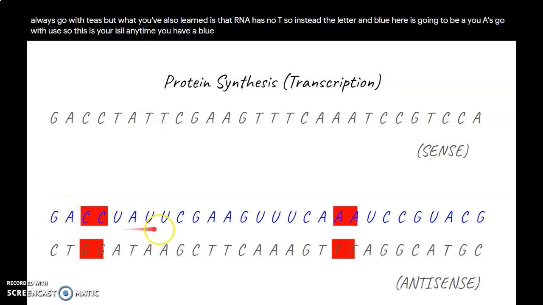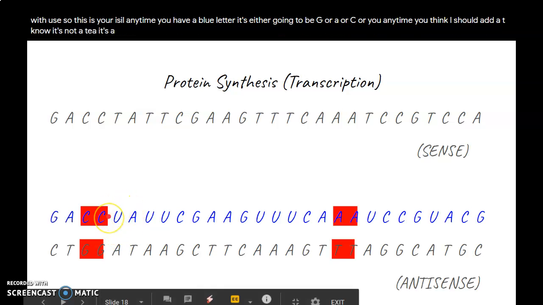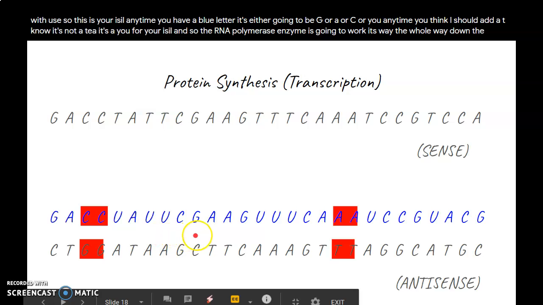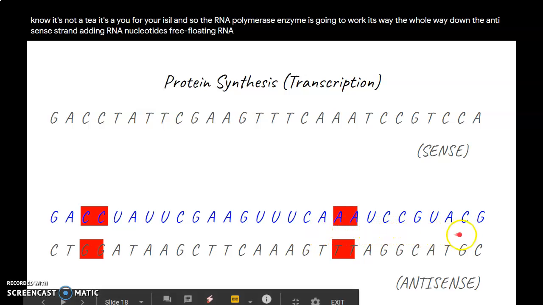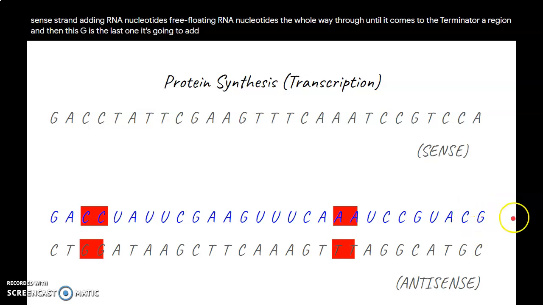Anytime you have a blue letter, it's either going to be G or A or C or U. Anytime you think, oh, I should add a T, no, it's not a T. It's a U for uracil. And so the RNA polymerase enzyme is going to work its way the whole way down the antisense strand, adding free-floating RNA nucleotides the whole way through until it comes to the terminator region. And then this G is the last one it's going to add, and then it is told by the terminator region it's time to stop.